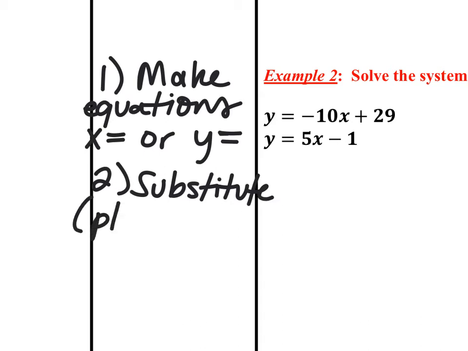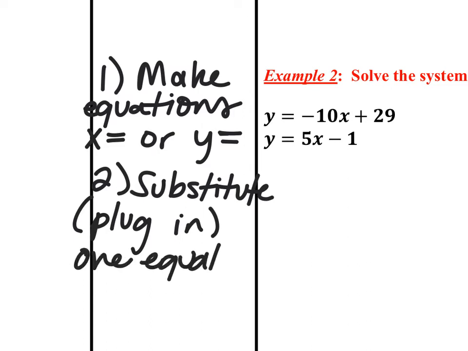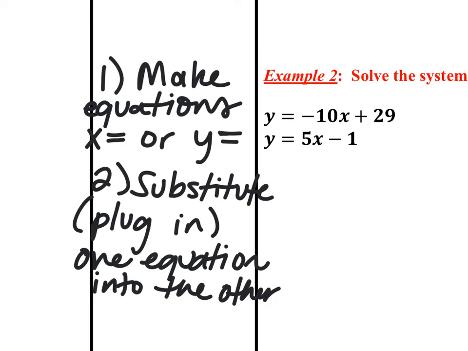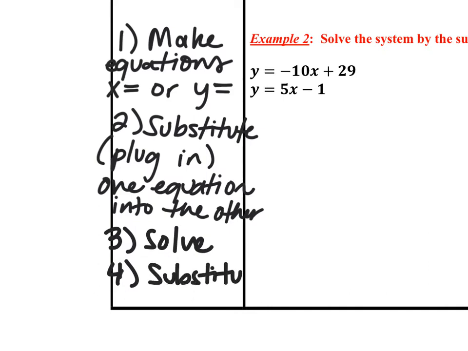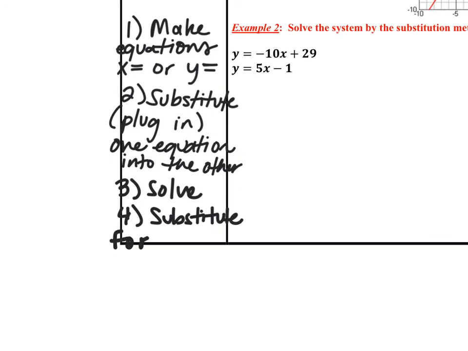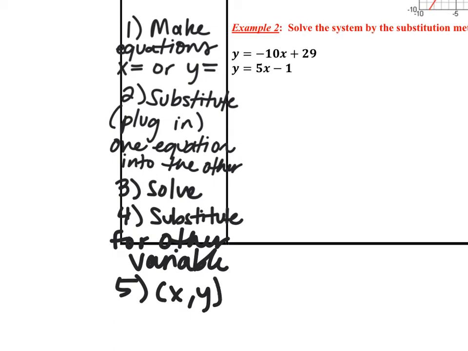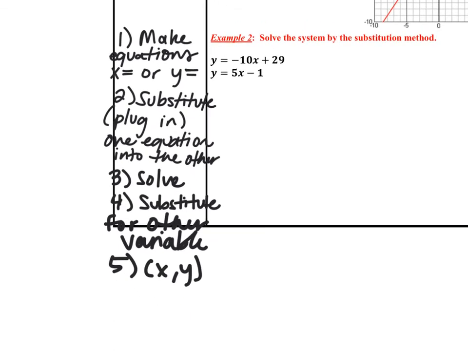The less mathy way to say that would be to plug in one equation into the other. This will make more sense when we actually do it. And then the last thing you should do, well, two more things. You're going to solve. Step 4. Substitute back for the other variable. And then write your final answer as x comma y. It sounds like a lot. I really think that you're going to find this pretty simple because you know how to solve equations.